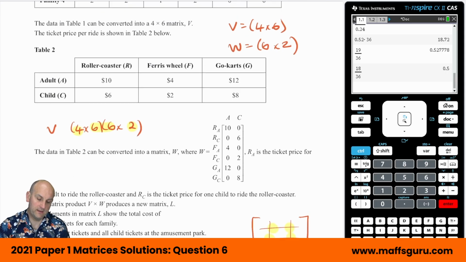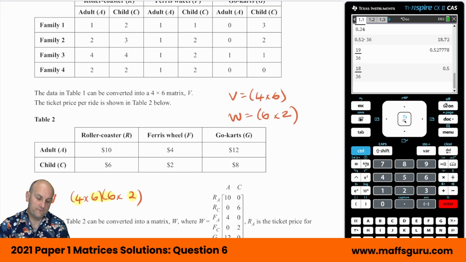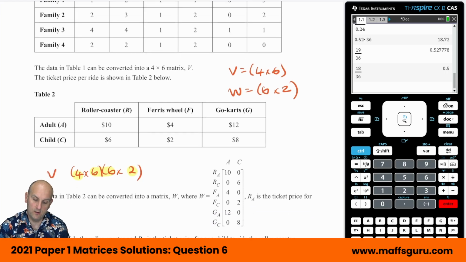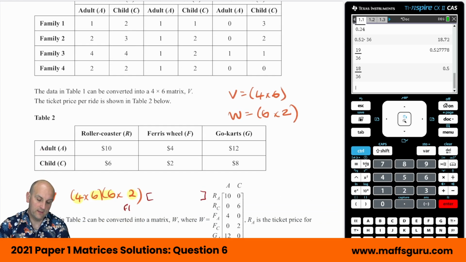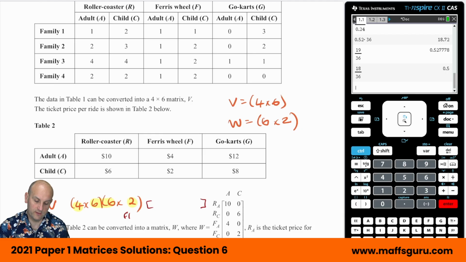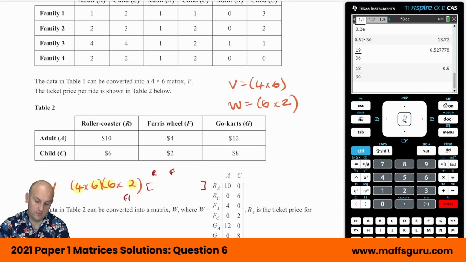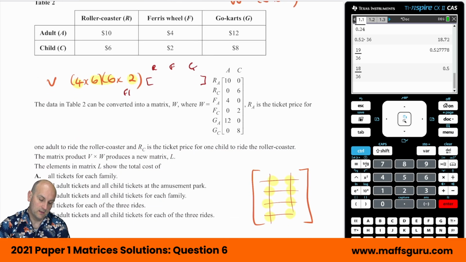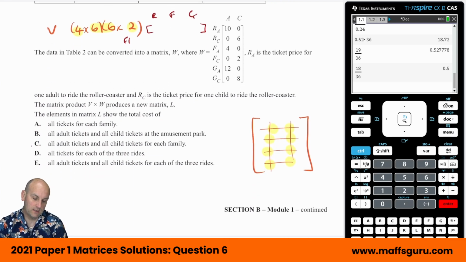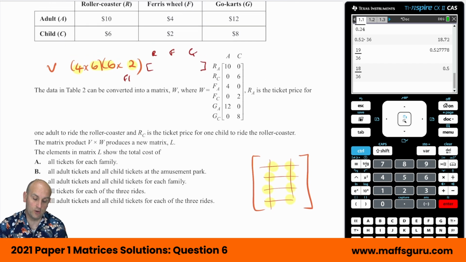And again, when we look at matrix V, it's going to be the family. All right. So when we look at multiplying this, just looking at that first row, for example, it's for family 1, and then it's roller coaster, Ferris wheel. So there's a roller coaster, Ferris wheel, and go-karts. All right, here we go. So the elements in matrix L show the total cost of.